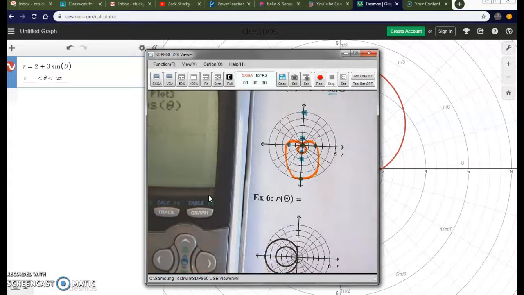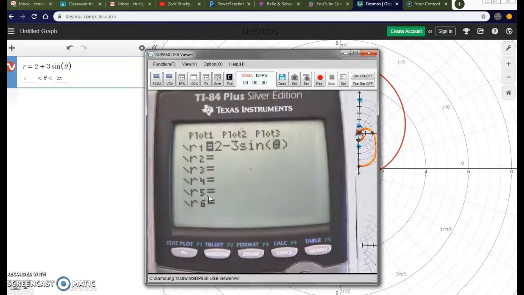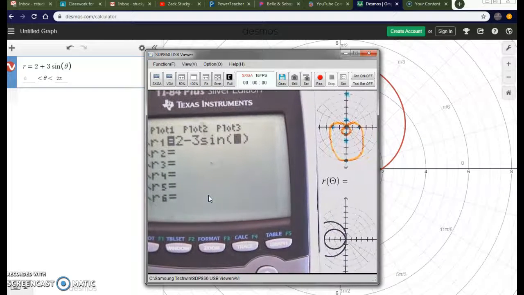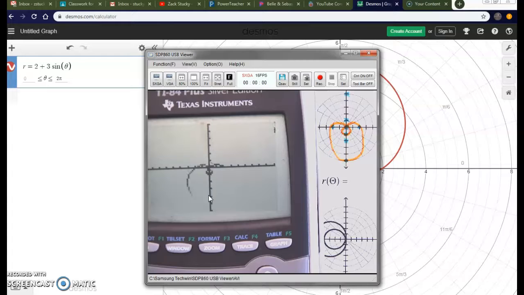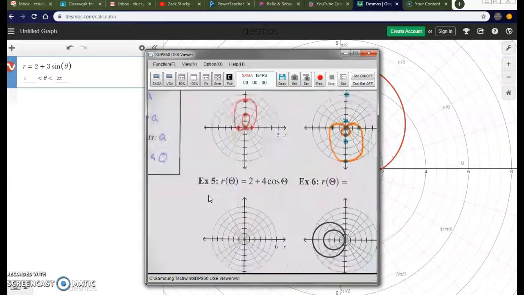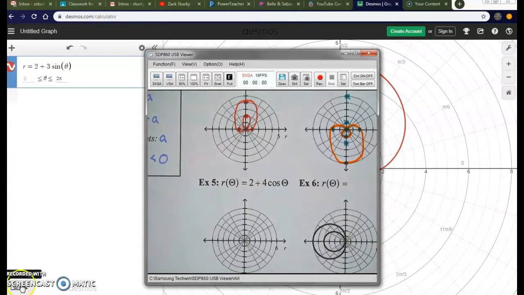All right, so 2 minus 3 sine of theta. Shazam. Boy, not very, whatever, you get the idea. Okay.